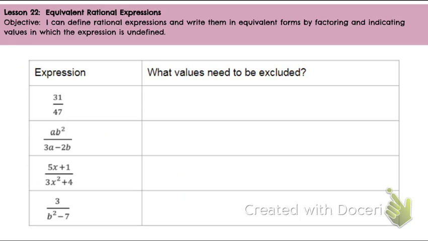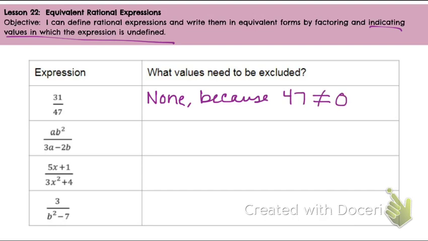Let's look at the expressions. We talked about in the objective indicating values in which the expression is undefined. It's undefined if the denominator ever equals 0. So let's look at the first one, 31 divided by 47. It says, what values need to be excluded? None, because 47 is not 0, and it's always just going to equal 47.